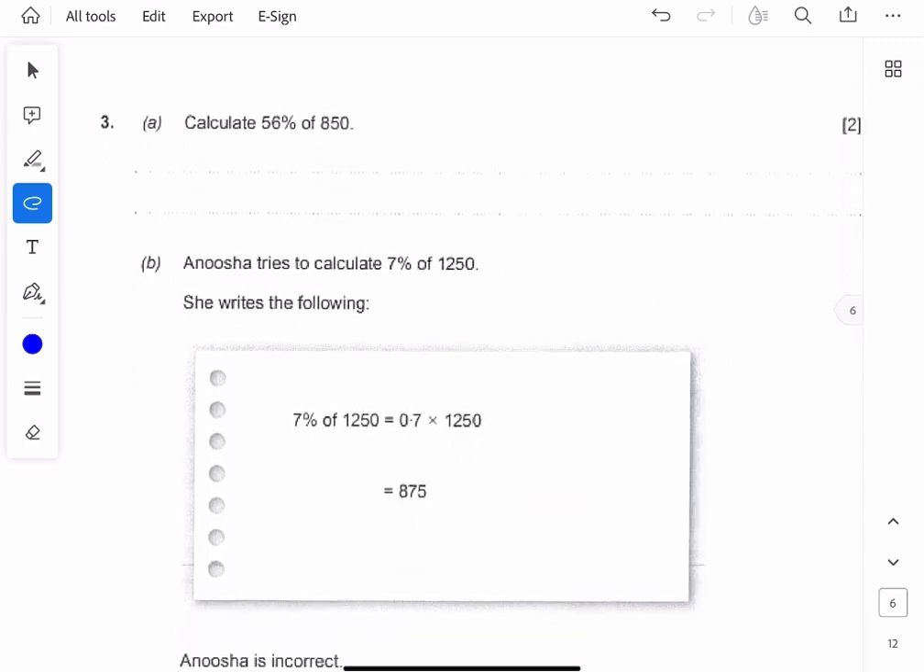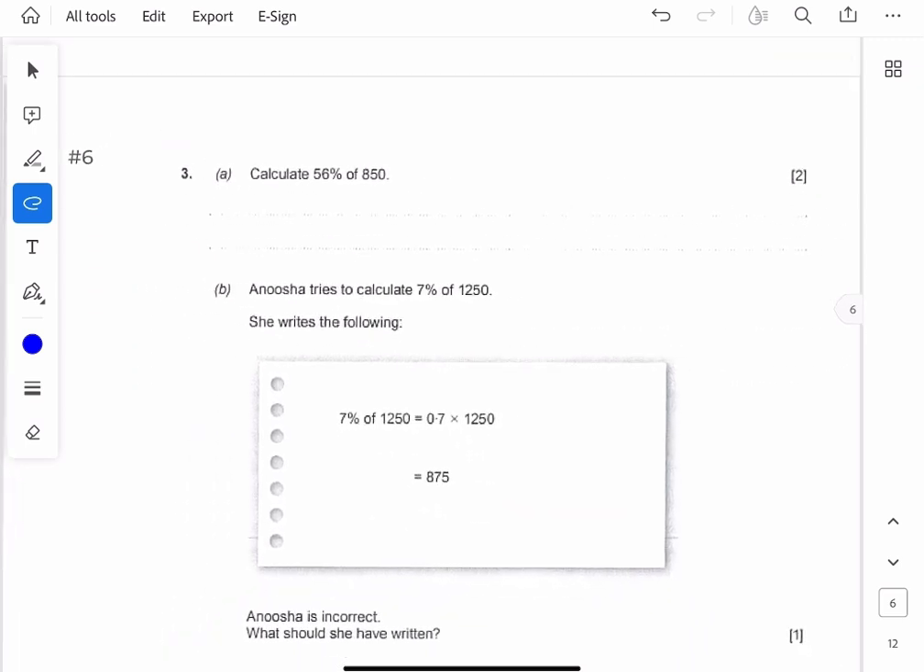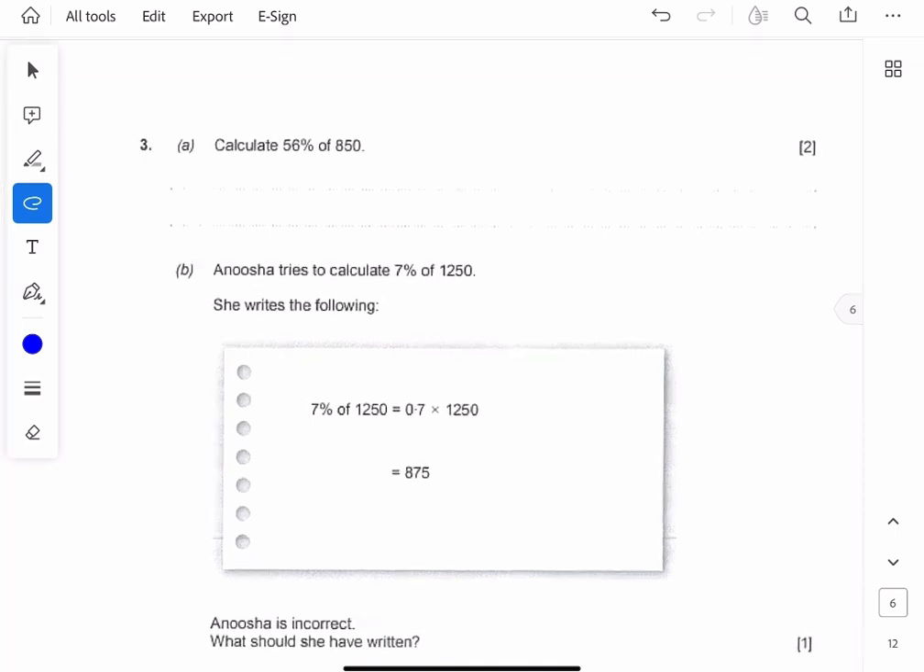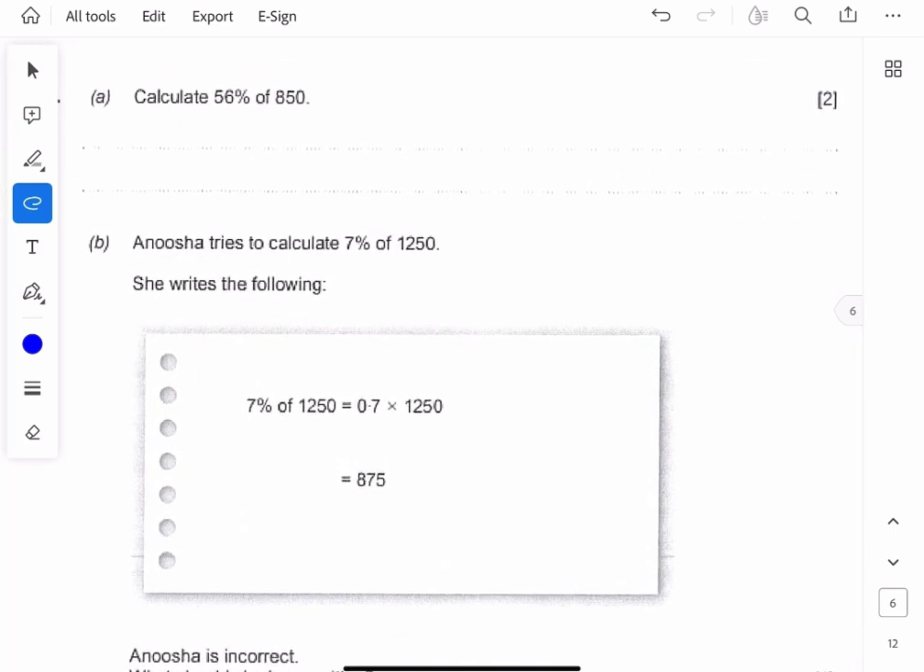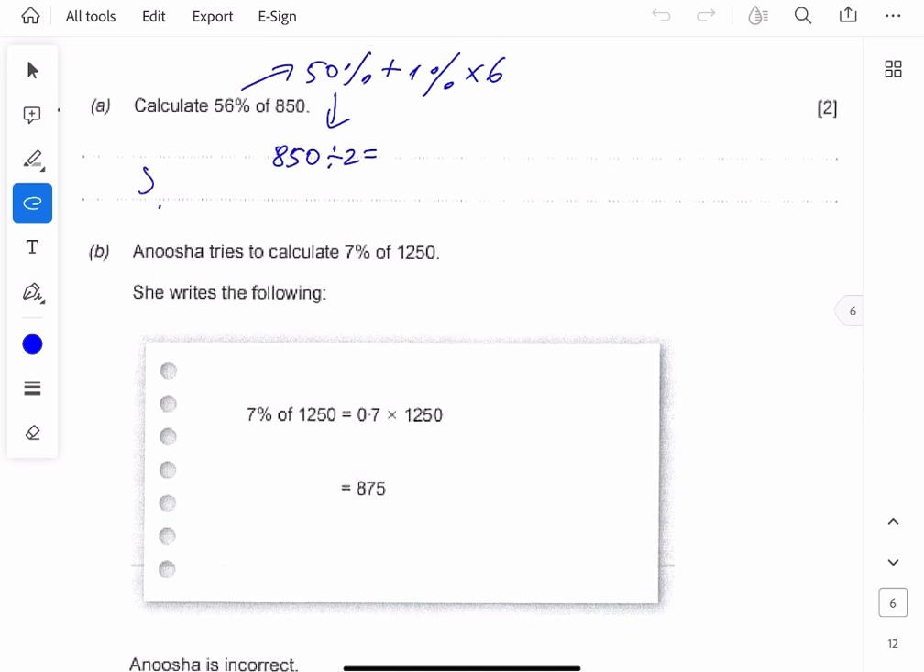Okay, next question, you need to calculate 56% of 850. By calculate, they mean work out. So we're going to use a non-calculator method and break 56% into the easy percentages, 50% and 1% 6 times. These are easy percentages. 50% means half of the number. 1% means divide the number by 100.